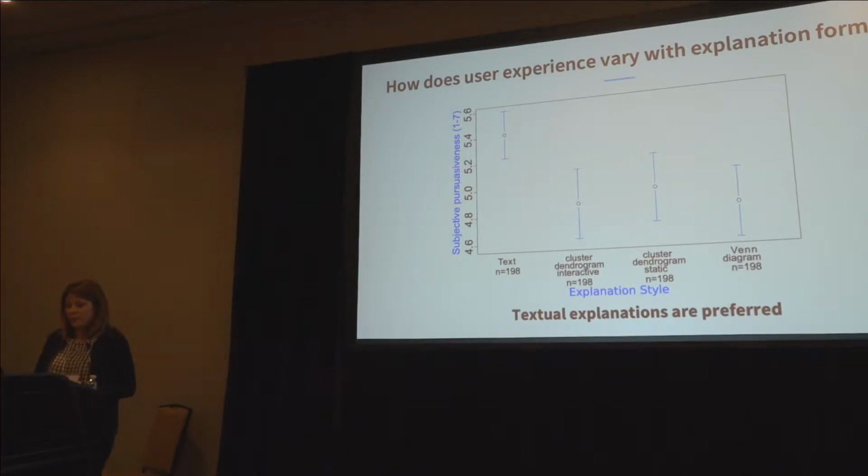And here we plot the mean subjective persuasiveness with respect to the different formats. And we observe that textual explanations are preferred. So if we would like to implement an explanation component in a recommender system, probably going with implementing a natural language component would be a good option.